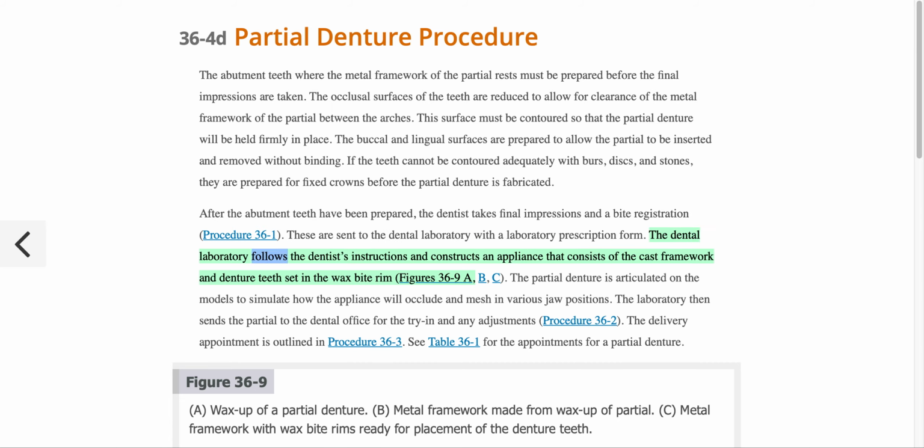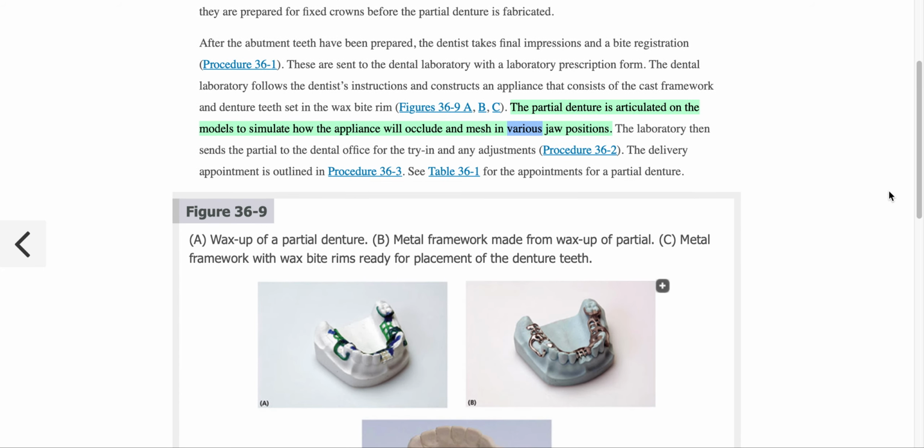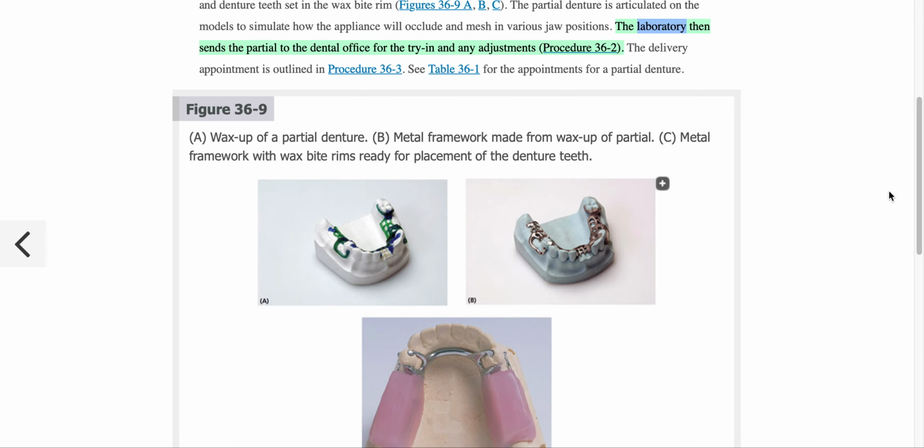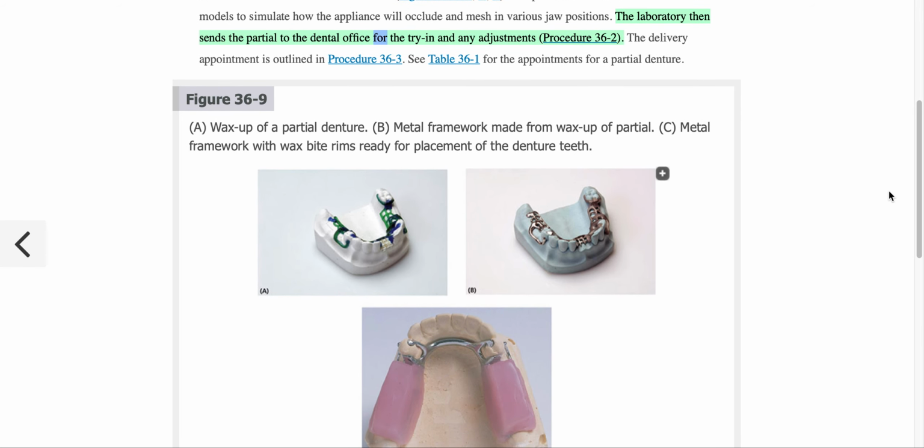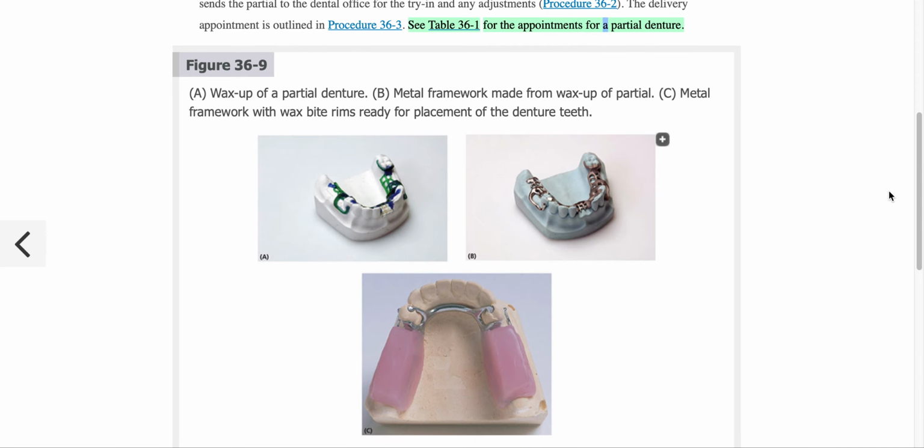The dental laboratory follows the dentist's instructions and constructs an appliance that consists of the cast framework and denture teeth set in the wax bite rim, figures 36-9a, b, c. The partial denture is articulated on the models to simulate how the appliance will occlude and mesh in various jaw positions. The laboratory then sends the partial to the dental office for the try-in and any adjustments, procedure 36-2. The delivery appointment is outlined in procedure 36-3. See table 36-1 for the appointments for a partial denture.